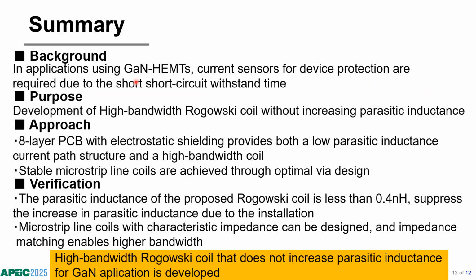So this slide shows the summary. In our research, we propose a new Rogowski coil that integrates two methods: opposite current path and coil design with microstrip line. And the effectiveness of the prototype of the proposed Rogowski coil is demonstrated through experiment. So with that, I would like to conclude my presentation.